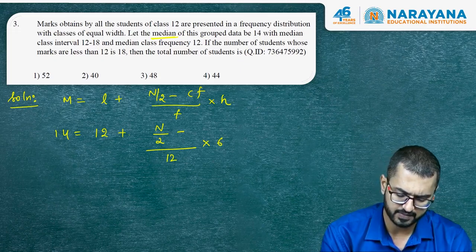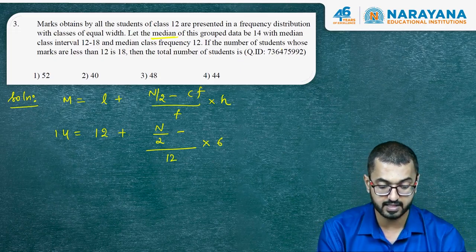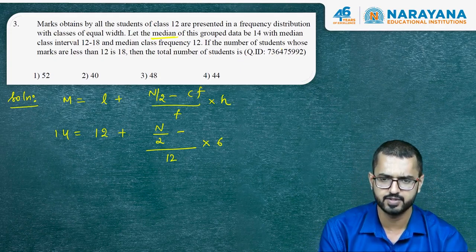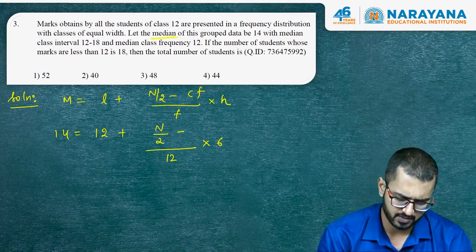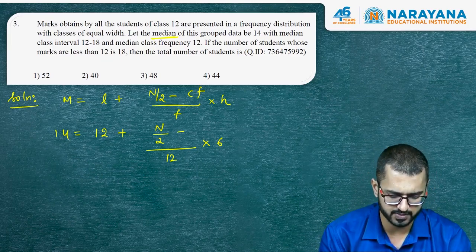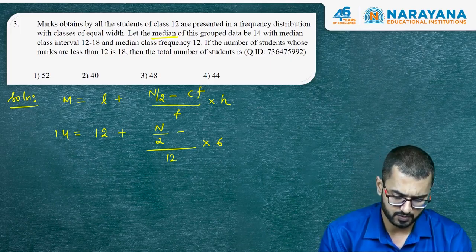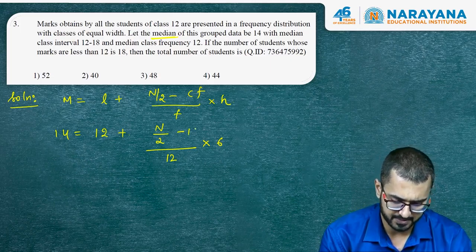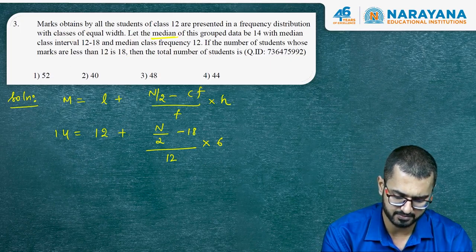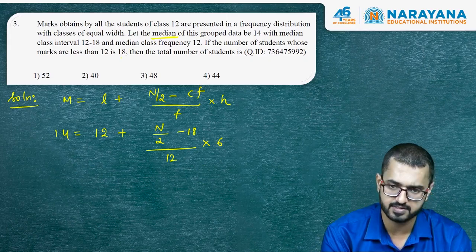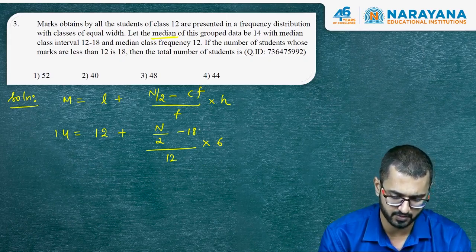And the number of students whose marks are less than 12, so marks less than 12 means we are writing the cumulative frequency table. The moment you write down the cumulative frequency table, the cumulative frequency turns out to be 18, because they are saying the number of students whose marks are less than 12 is 18.